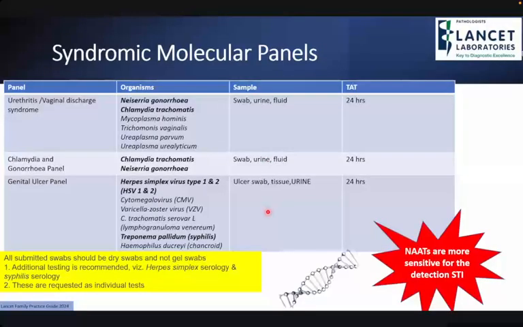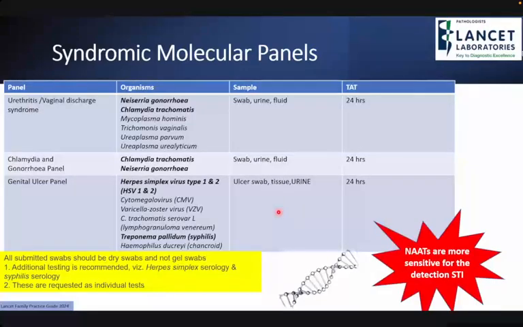And then we have dual panels, chlamydia and gonorrhoea panel, because we know these are the commonest causes of vaginal discharge syndrome. The samples are the same, turnaround time 24 hours. And then the genital ulcer panel, we test for herpes simplex virus type 1 and type 2, and then we test for Treponema pallidum, which are the commonest causes of genital ulcers. But we also test for other causes that are not that common anymore, so we're able to test for Haemophilus ducreyi as well, and cytomegalovirus and varicella zoster virus. With genital ulcer panels, you only need to swab the lesions if there is a lesion, or send us tissue or urine as well.